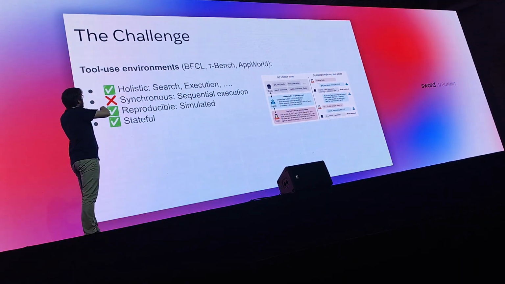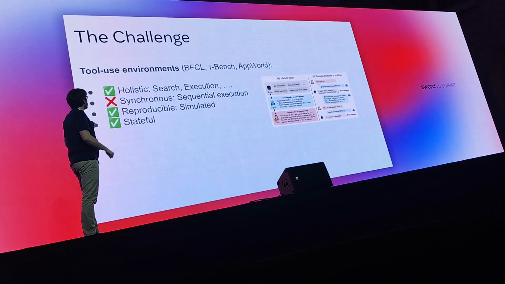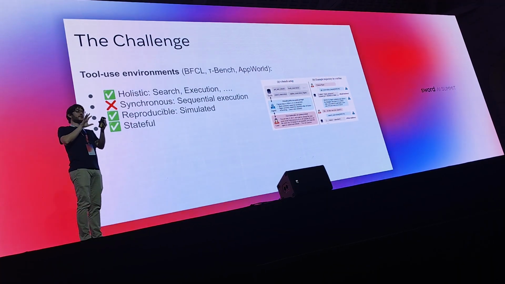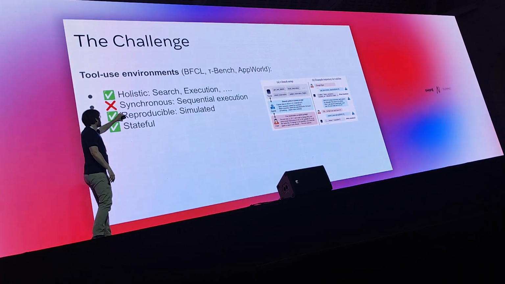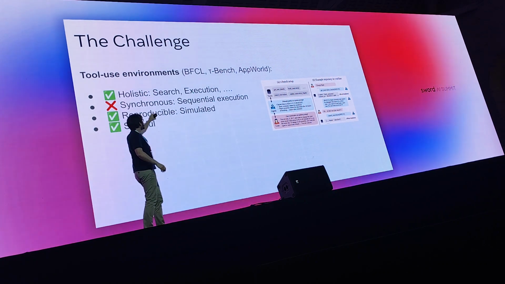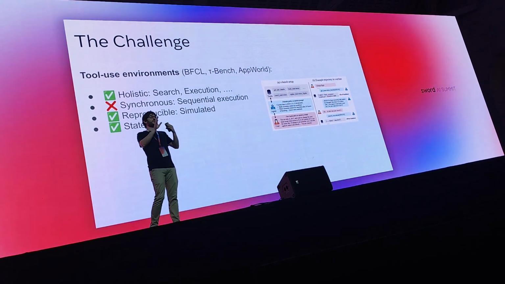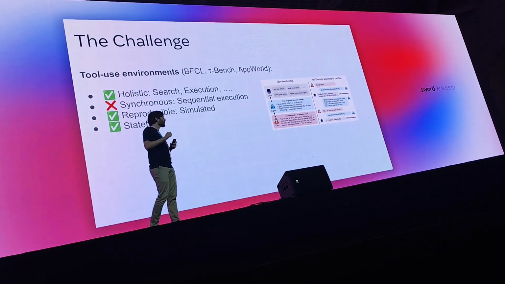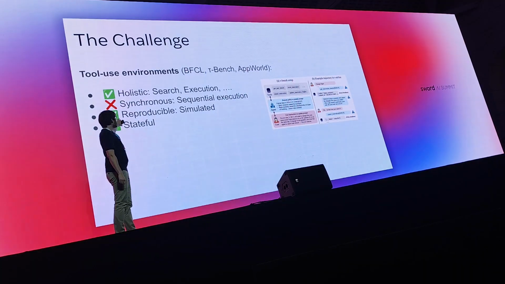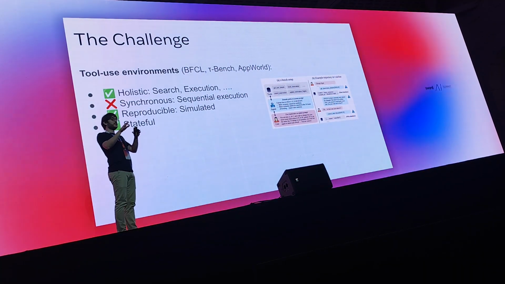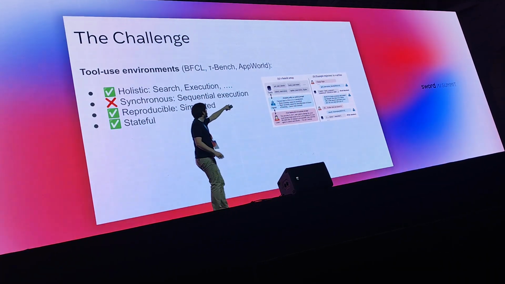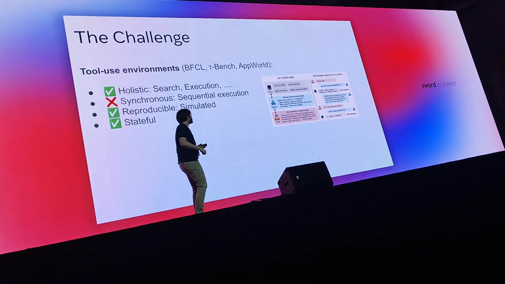A more holistic class of environments are the tool-use ones, like BFCL or tau-bench, where we test an agent on several capabilities. For instance, search, as you saw before, and execution, which is when you want the agent to execute a long sequence of code. They are most of the time reproducible because they are simulated, and stateful because you have tools that modify the state of the environment. For instance, here, booking a reservation will change the state of the environment.